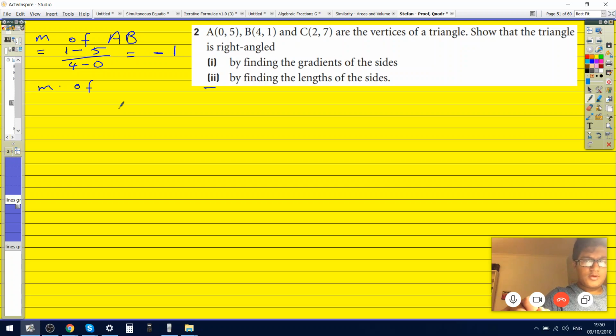A, B, and then BC, and then CA. BC is change, which is B to C, 1 minus 7 over 4 minus 2, which is -6 over 2, which is -3.